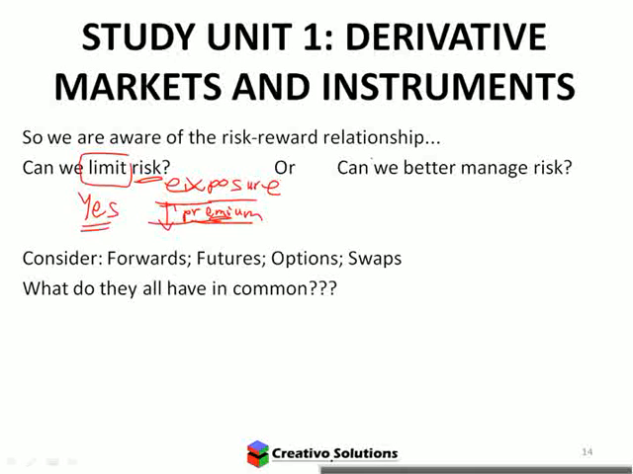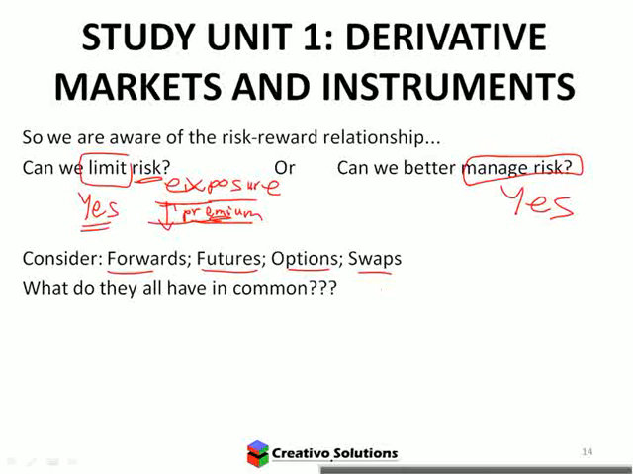Right, so can we better manage risk? Yes, we can. Okay, so consider forwards, futures, options, and swaps, because what do they allow you to do? They allow you to speculate, and they allow you to manage risk. Okay, to say, well, I'm happy to take out a contract for X number of dollars or pounds, okay, or I'm happy to buy a future or forward, okay, for a particular commodity. Okay, so what do all of these have in common? Forwards, futures, options, swaps.